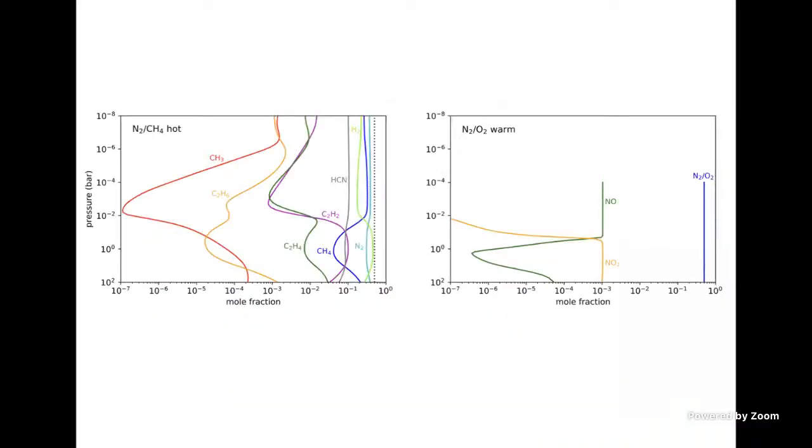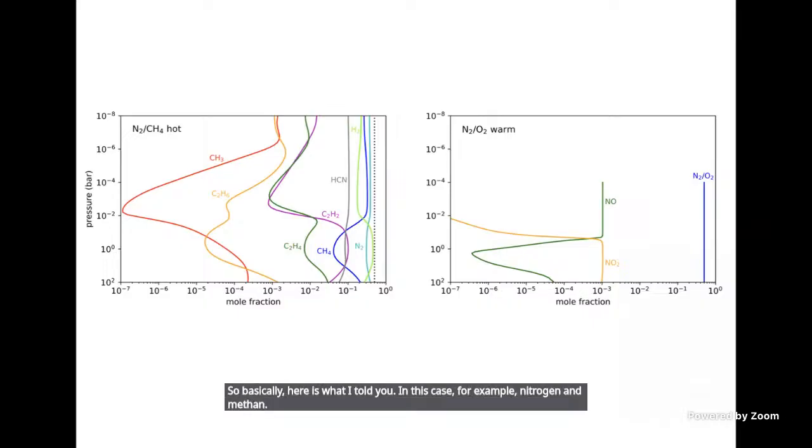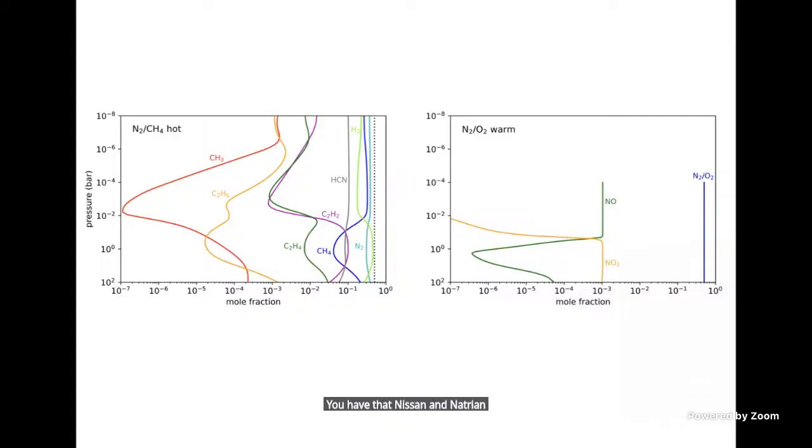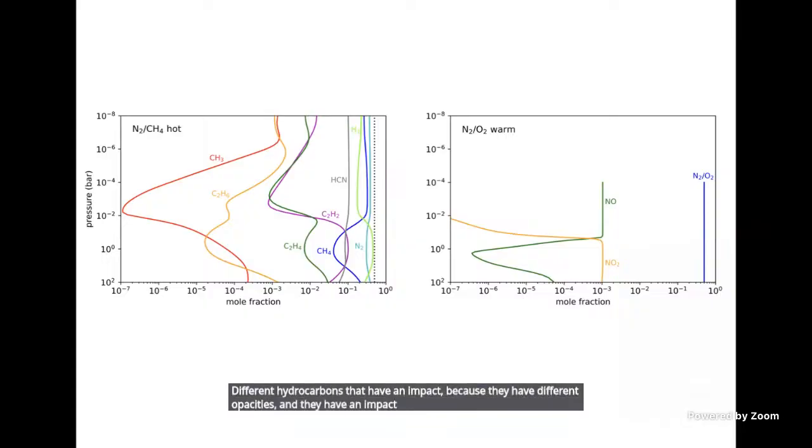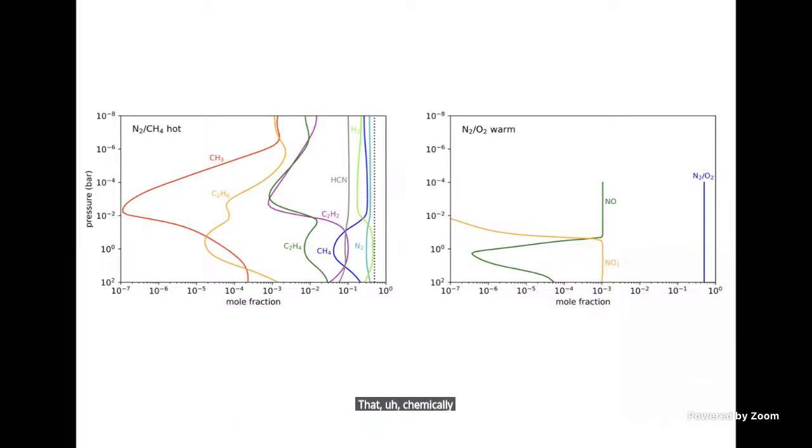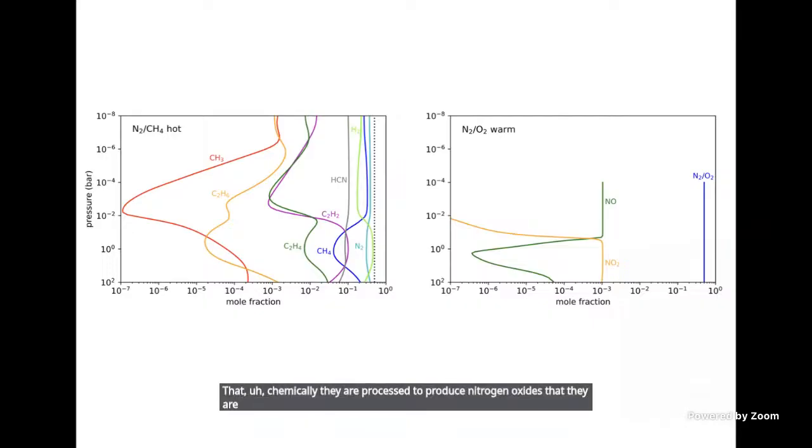So basically, here is what I told you. In this case, for example, nitrogen and methane, methane and nitrogen are chemically processed, and then you have different hydrocarbons that have different opacities and have an impact on the temperature. And in the other case, nitrogen and oxygen are chemically processed to produce some nitrogen oxides that are indeed opaque in the infrared and have an effect on the temperature, okay?